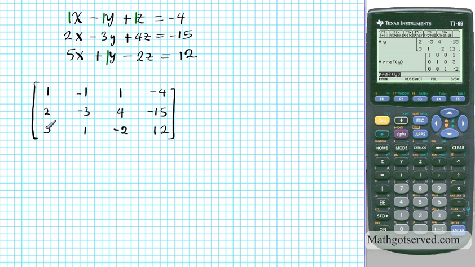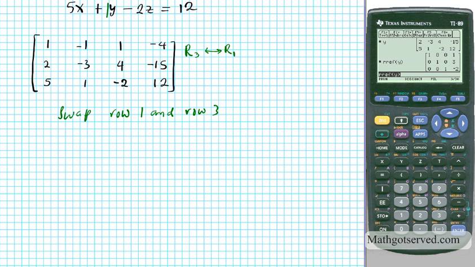Alright? So I'm going to swap row 3 and row 1. So I'm going to write this command. Row 3 swap with row 1. Okay? So swap row 1 and row 3. That's elementary, right? I can do that by hand. I don't need a calculator to do that for me. But let me do it by hand, and I'll show you how to do it with a calculator, okay?